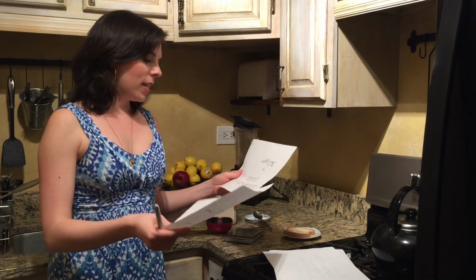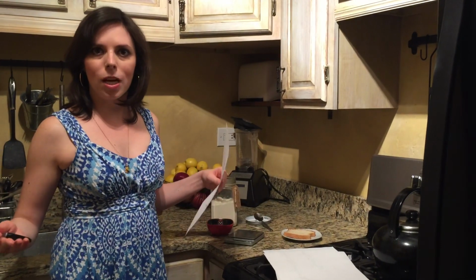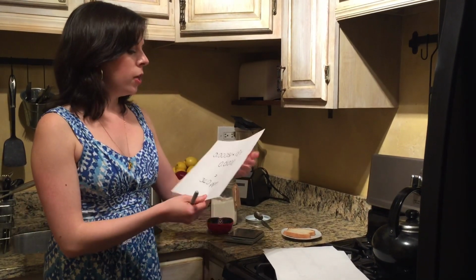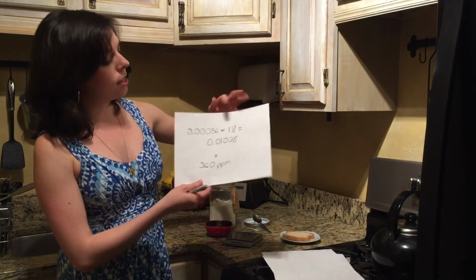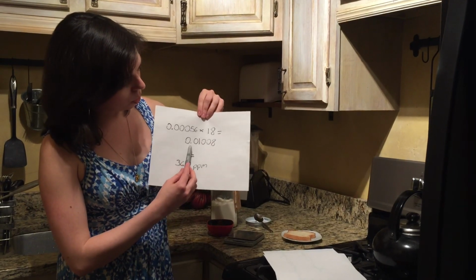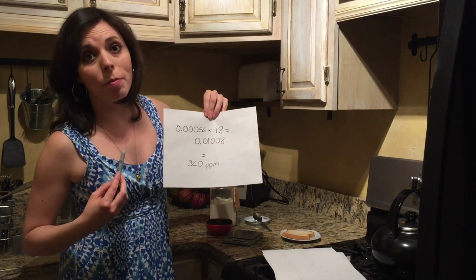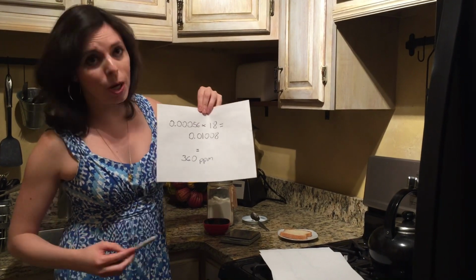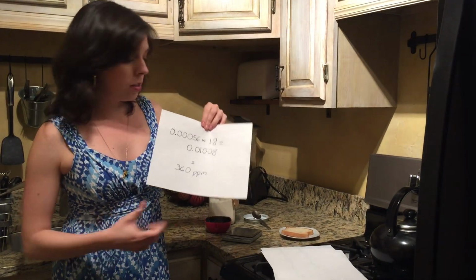So we had to find a number to multiply it by to try and get up to something that my scale will read. So we're going to find something that's actually bigger than 20 parts per million. So I chose the number 18 because that brings me to 0.01, which is what my scale can measure. And that's actually about 360 parts per million. So that's going to be a lot.